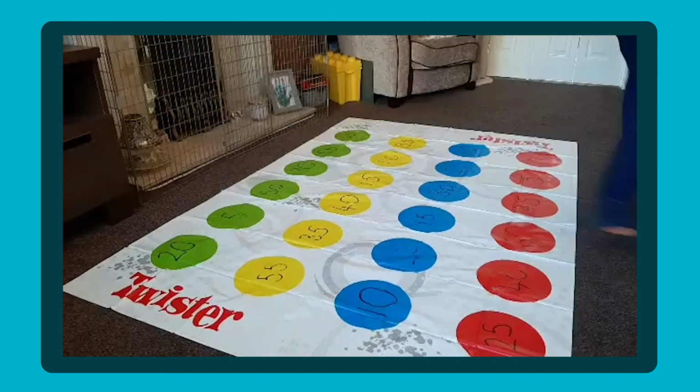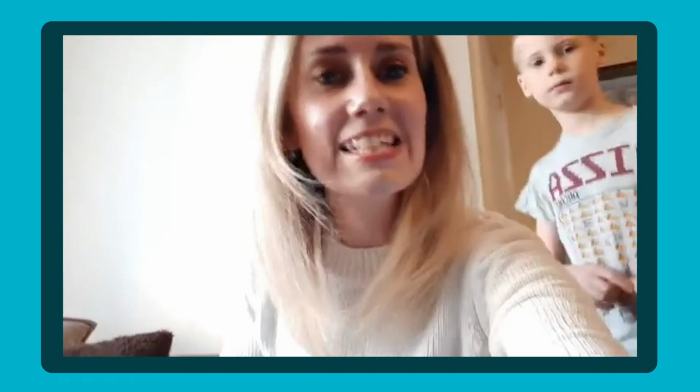So those are our activities for today. Some quite active activities. You can find lots more ideas over on our timetable at classroomsecrets.co.uk, where there's loads more practical resources and ideas for you to have a look at.